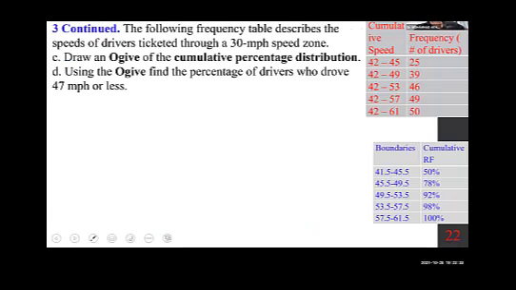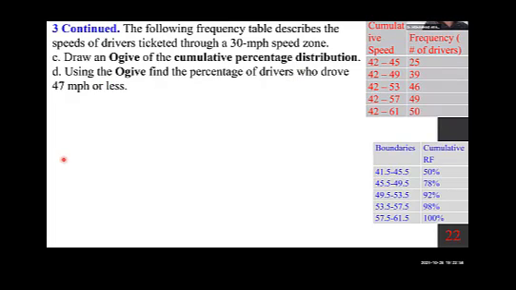Now, we're going to use the same thing, and now we're going to draw what's called an ogive of the cumulative percentage distribution. And then what is it good for? We will look at the next part in a moment. So we are going to use the information that we have and draw an ogive.